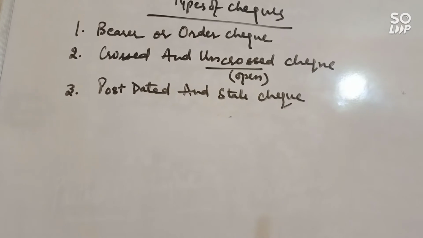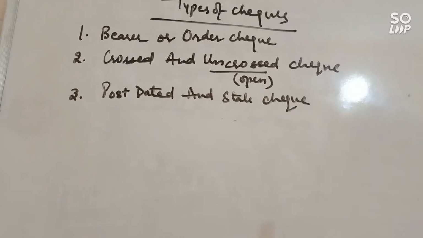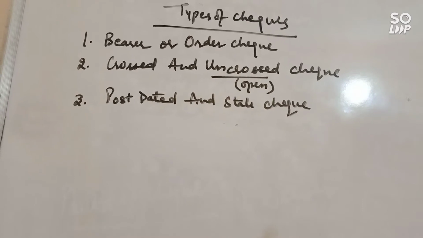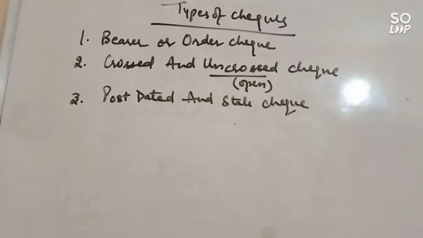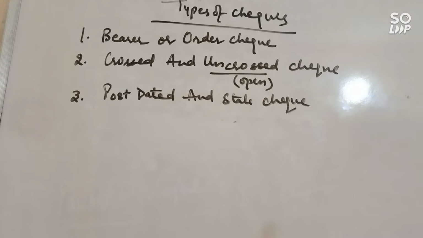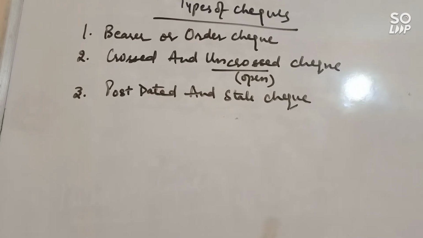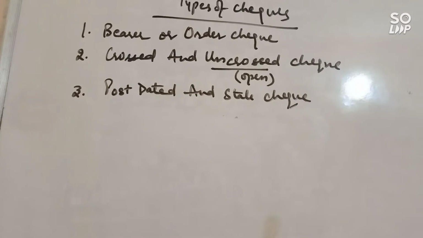Third is post-dated and stale check. Post-dated means we have a future date on the check. For example, today I have drawn a check and I have written a date of 10 days later, for example 10 May. That is known as a post-dated check.